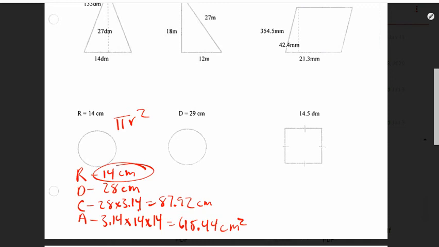Okay, that is pretty much all the shapes that we're going to look at when we're doing area. Okay, and that's that.